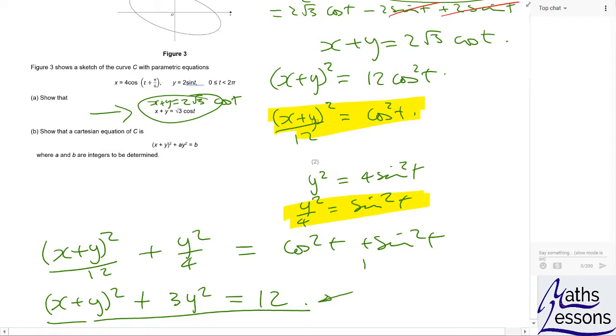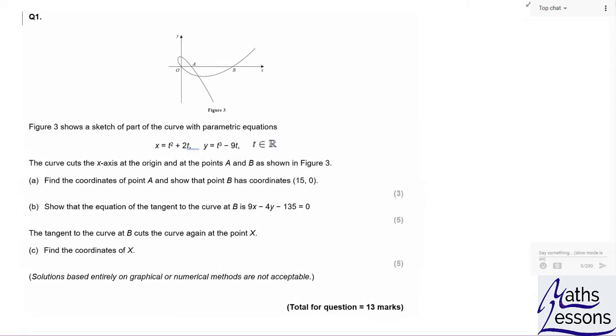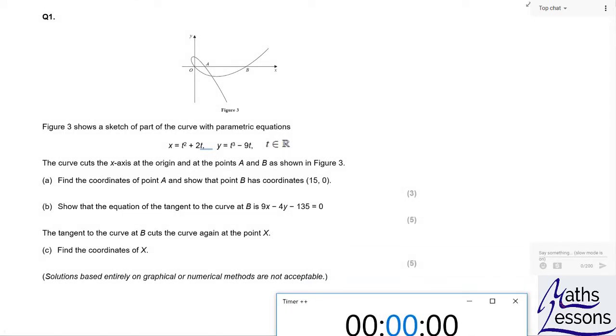Now, let's have a look at question 2. Notice the idea we did of cancelling out. Let's have a look at question 2, which has got a bit of differentiation involved in this question. So it's a bit of a longer question. I'm going to give you 9 minutes to have a go at this and see how you get on.